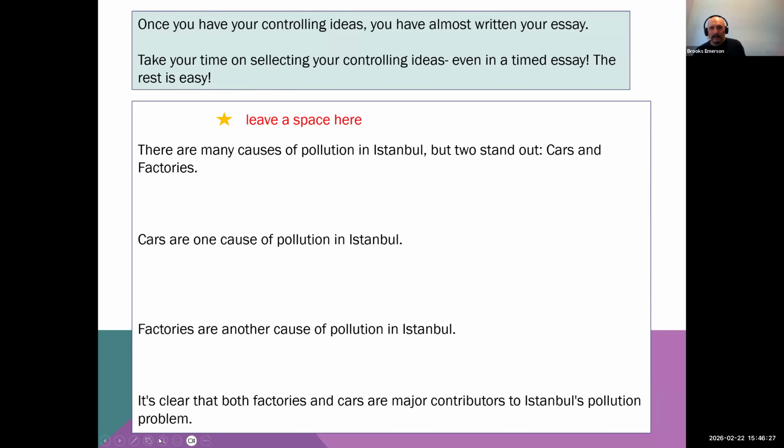You see, there's so much repetition. Saying the word cause again. And this time I used contributor instead of cause, just to break it up a little bit, but it means cause. So this is like a skeleton. And once you have the skeleton, just fill in the rest with your paragraphs. Okay.